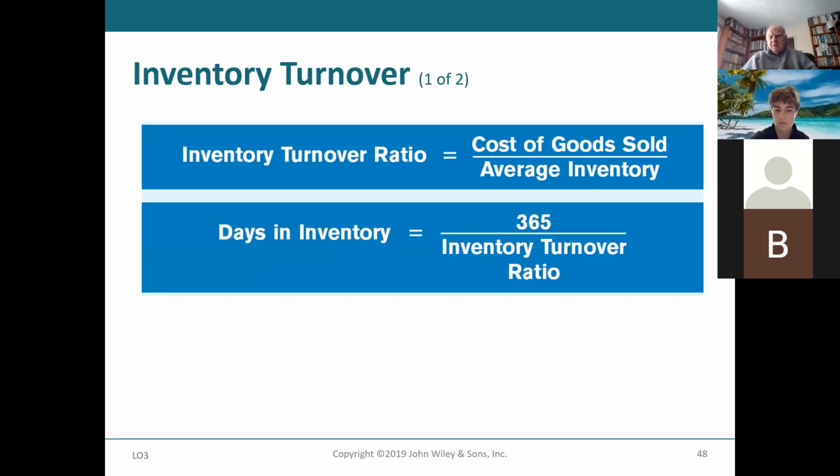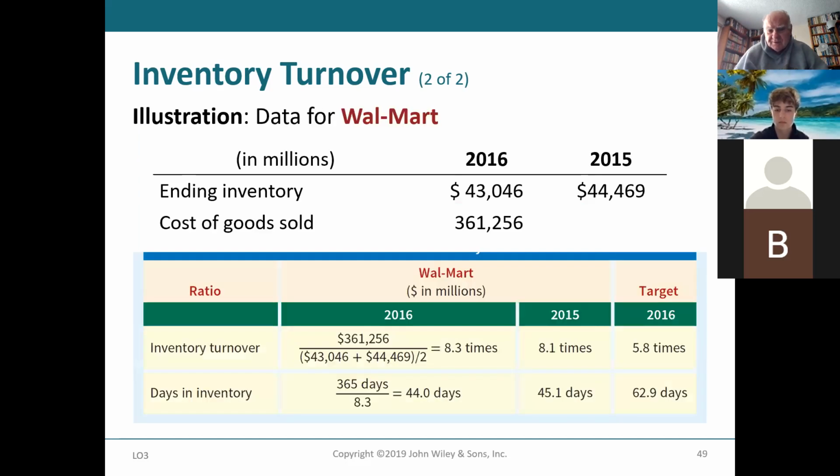Take a look at another metric, inventory turnover. We did the accounts receivable turnover. You might remember that was the total credit sales divided by the average accounts receivable. This is the cost of goods sold divided by the average inventory. Cost of goods sold divided by average inventory is going to give us a turnover. We'll then divide that into a year to get the days. So let's take a look at it.